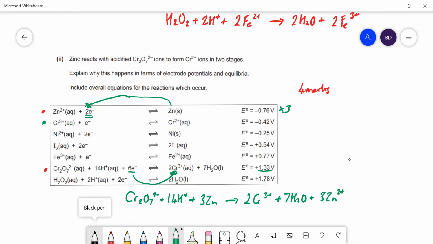Now, what's going to happen next is that the zinc can then react with the Cr3+ that's been made. So we're going to need to look at these 2 half equations. Now, which one is the most positive? Well, it's this one, so this is going to be the best at taking in electrons. So that's going to go to Cr2+, and this is the most negative, so that's going to go backwards. Okay, so that's what's going to happen.